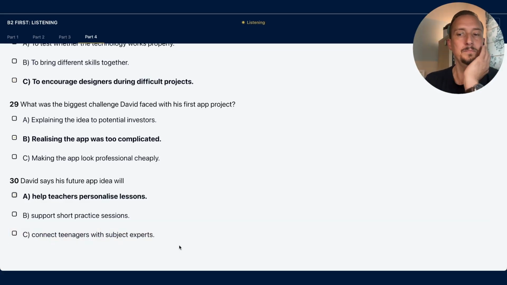Depending on learners' level, confidence, or needs. It wouldn't replace the teacher. It would give them more time to actually teach. David, thank you very much.